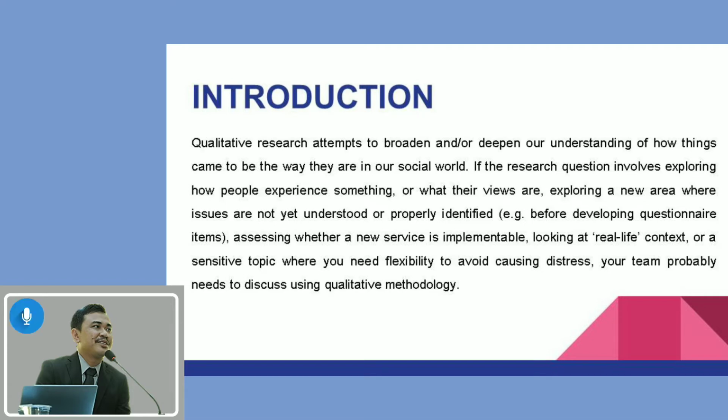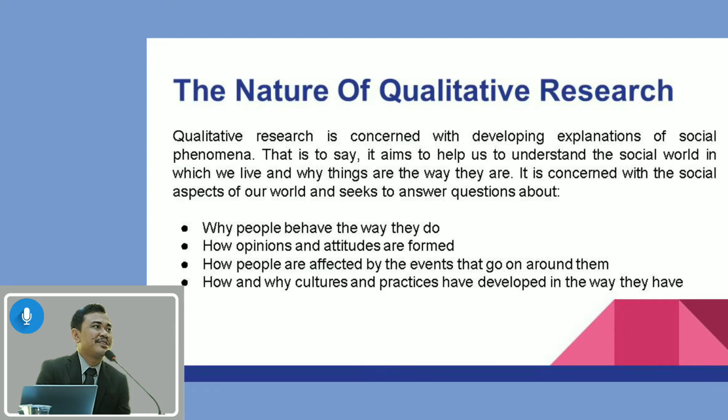So if we try to make a brief overview of the nature of qualitative research, we can define qualitative research as being concerned with developing explanation of social phenomena. It means that we have the opportunity to understand very deeply the social phenomena that we are trying to understand by conducting a research. So that is to say that it aims to help us to understand the social world in which we live, and why things are the way they are. It is concerned with the social aspects of our world and seeks to answer questions about, for example, the first one, why people behave the way they do.